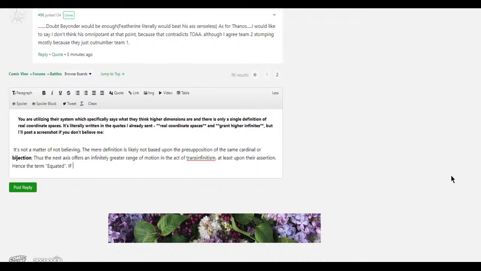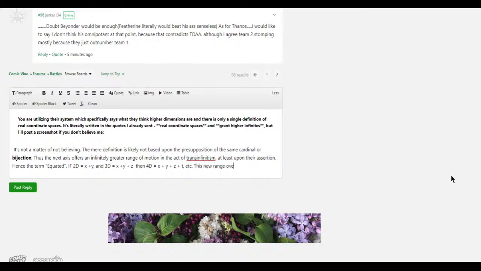So for example, if 2D equals x plus y and 3D equals x plus y plus z, then 4D equals x plus y plus z plus t. Etc.